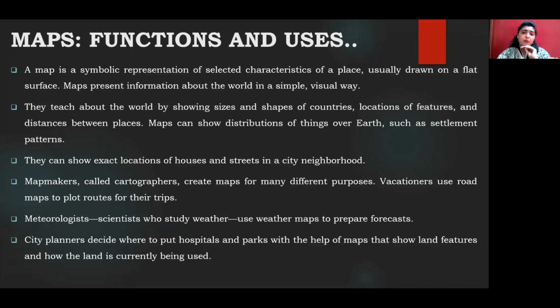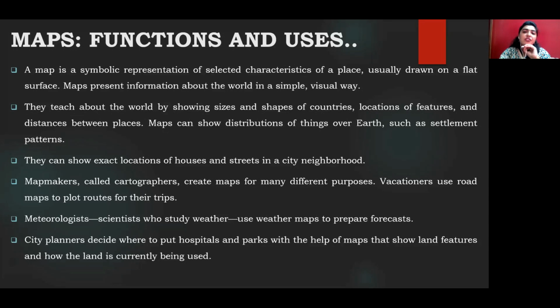So all this which is drawn on the map will give us a perfect map of an area. But what is the use, what is the function of these maps, or what are the uses of the maps? When I'm drawing a map, what is the function of it? Map is nothing but a symbolic representation of the selected features of a place, which is usually drawn on a flat surface. So it represents information of the world in a simple visual way.